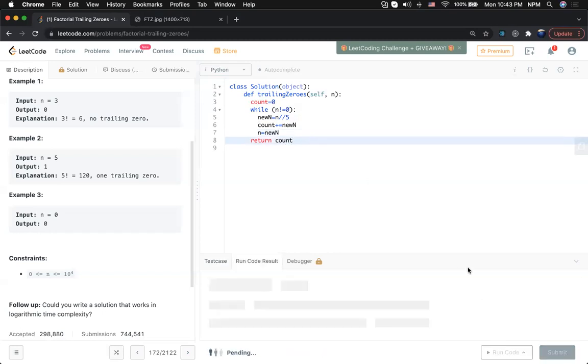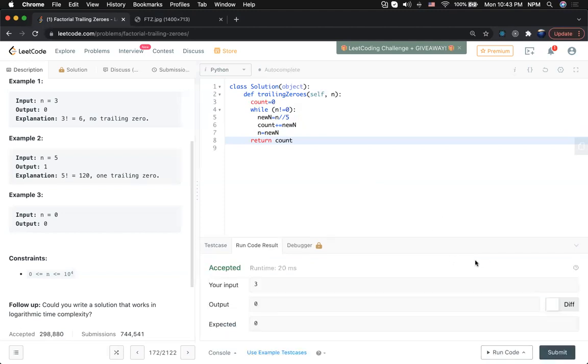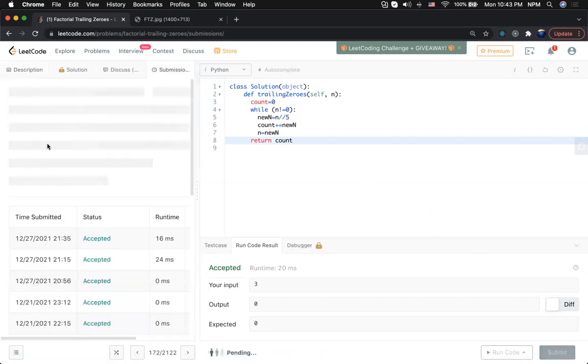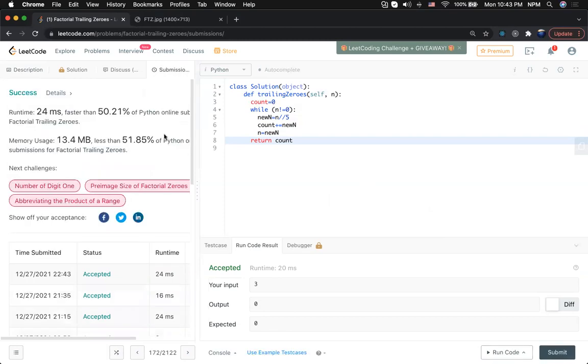Let me run the code to see how we did. Okay, it's accepted, and let me submit it. Okay, great. Since we only have one while loop, this is going to operate on all of n. In terms of space, it'll be O(1).